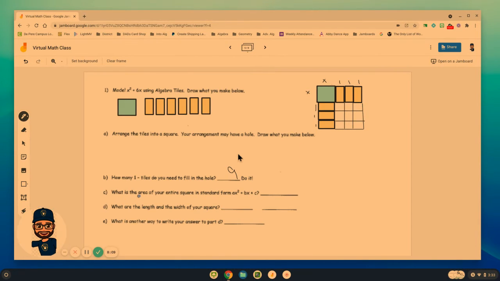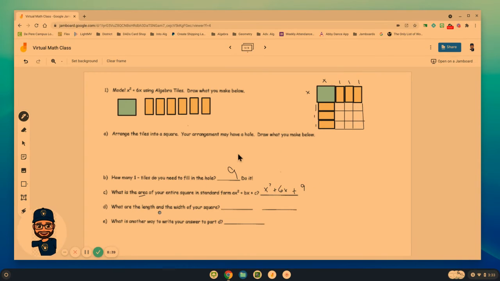What is the area of our entire square? Well, we've got 1x squared, so that's an x squared, plus I've got 6 x's, those are the yellow tiles, plus I've got 9, so plus 9 of the 1 by 1 tiles. Okay, so there's my x squared. The yellow represent the 6 x's, and these white squares represent 9 of the 1 by 1 tiles.